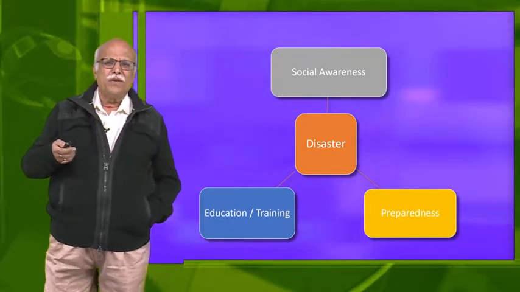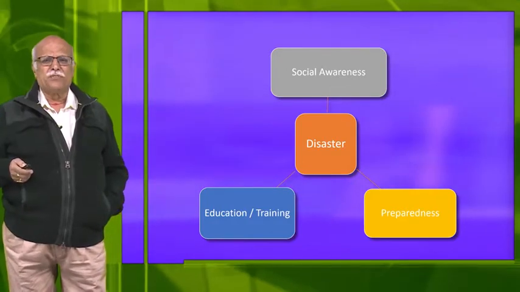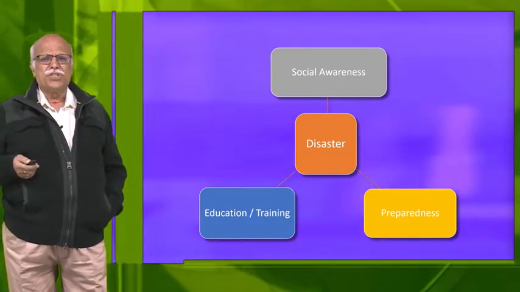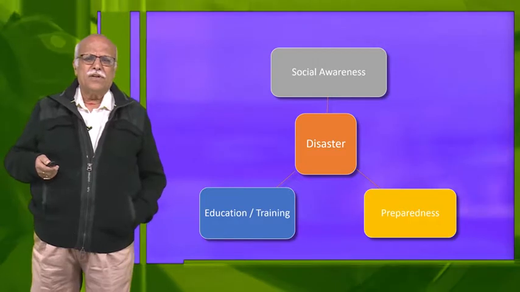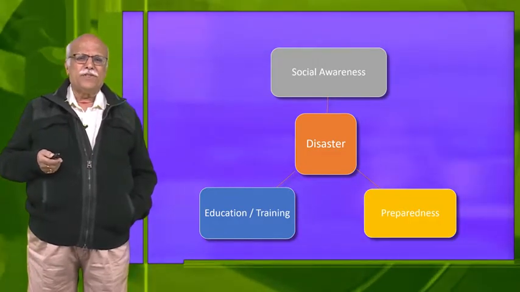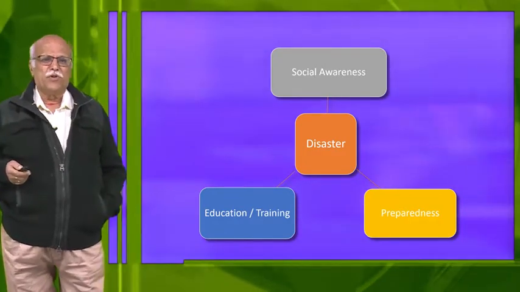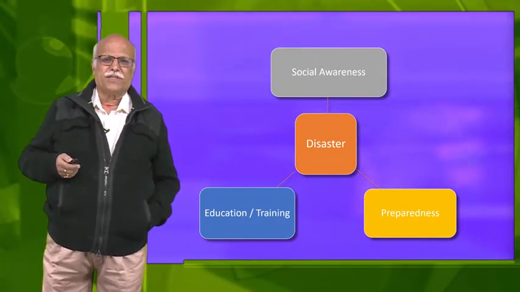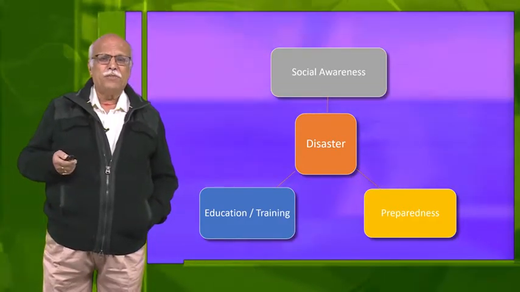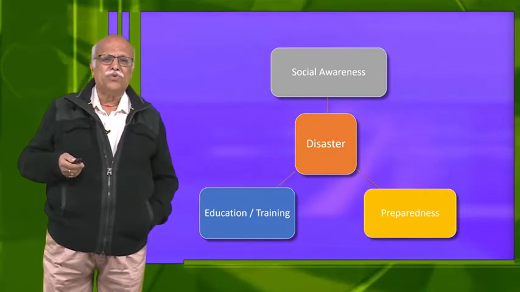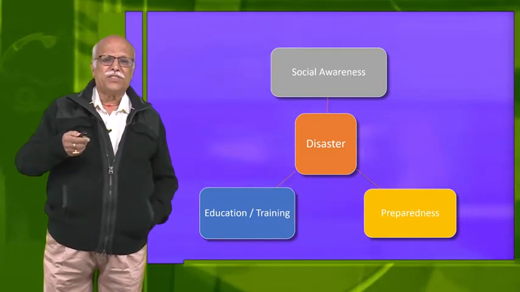So this is what we mean by that. Then you come to the social awareness part of it. First question that you should ask yourself: 99.9% of us think government is responsible for looking after us. 100% you are correct. But government by itself will not be able to do justice for the situation that has developed.